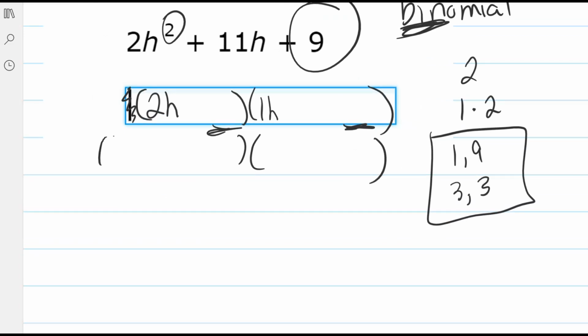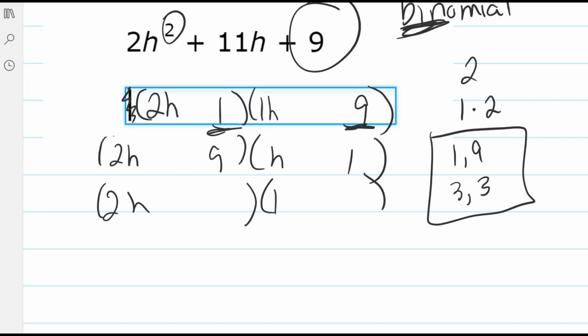Let's just rewrite it again. 2h and h. How many different ways can we do it? Well, I can put a 1 there and a 9 there. Can I switch them? I sure can. I could have a 9 there and a 1 there. Were there any more that I could do?